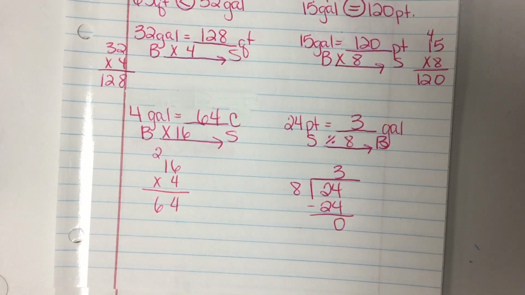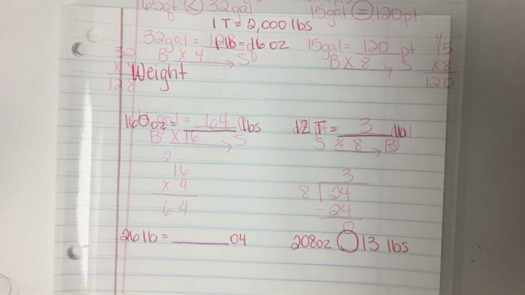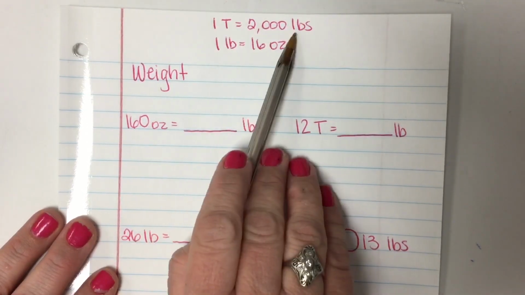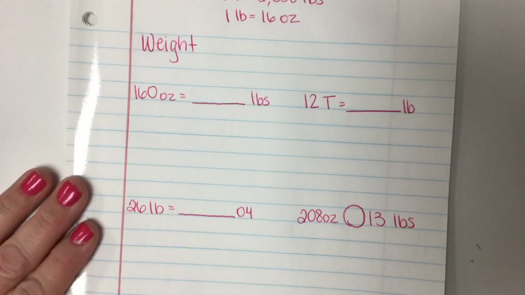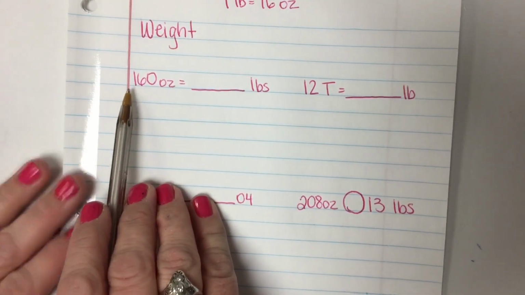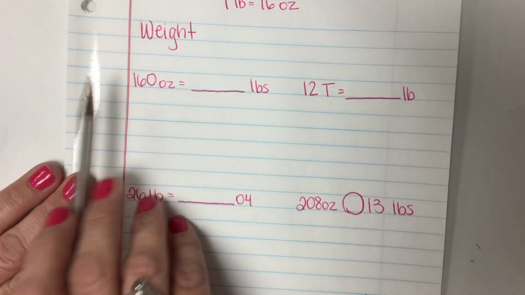Okay? Now, let's look at weight. Okay. You should have this already written in your journal too. Weight, 1 ton equals 2,000 pounds. 1 pound equals 16 ounces. Again, this is the second part of the assignment for today. Page 2 of that worksheet. So make sure you scroll down to see both worksheets.